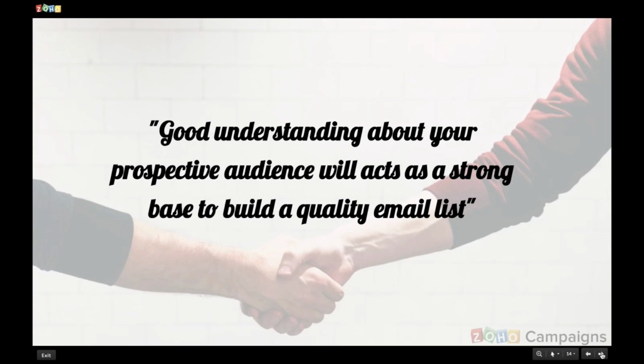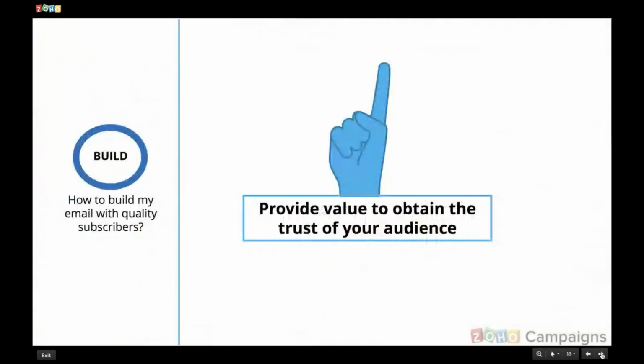So let's remember the mission, which is to understand your audience, and move on to the next step, which is to provide value to obtain the trust of your audience. Here, our main objective is to learn how to build an email list with quality subscribers. The first and most important step to attract quality subscribers is to provide quality value. Only when you provide something free of cost to your prospective audience will they give value in return, and value in return here means their trust.